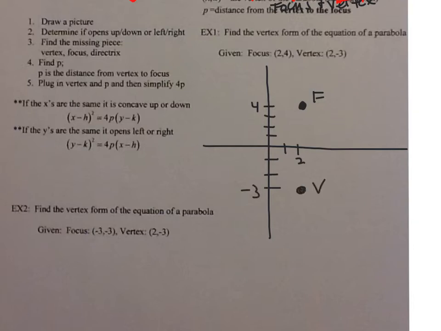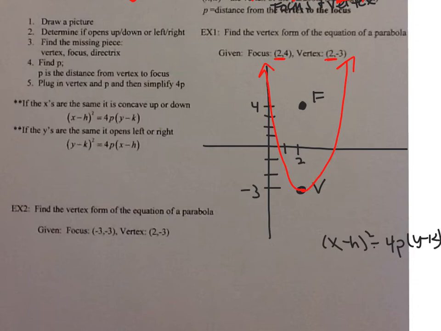Okay, so now you're going to determine if it opens up, down, left, or right. So this obviously has to open up because your parabola has to hug your focus. So it has to look like this, right? And notice the x values are the same. So that means I know the formula I'm going to use is (x minus h) squared is equal to 4p times (y minus k).